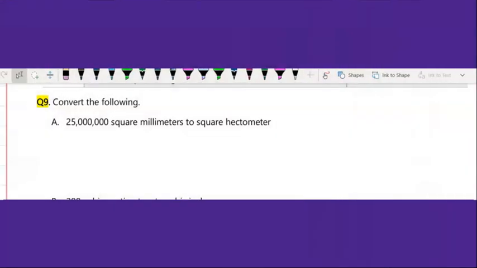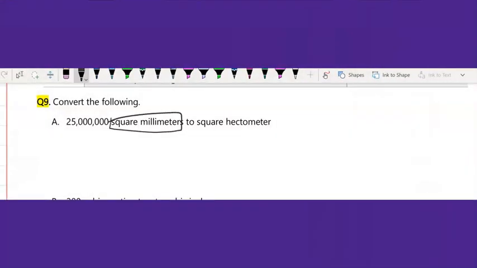Okay, so square millimeter is mm square, because millimeter is mm. Square hectometer is hm square. This is the unit for area, square millimeter, square hectometer. But first we need to know unit for length.